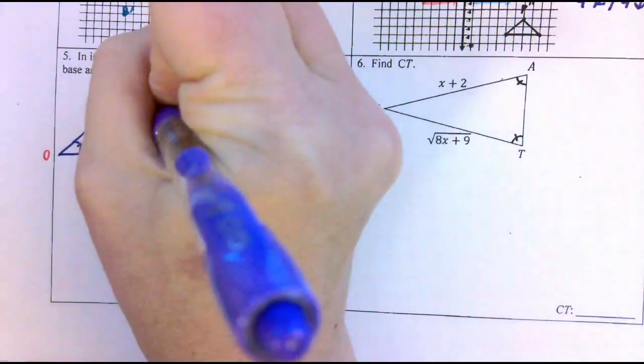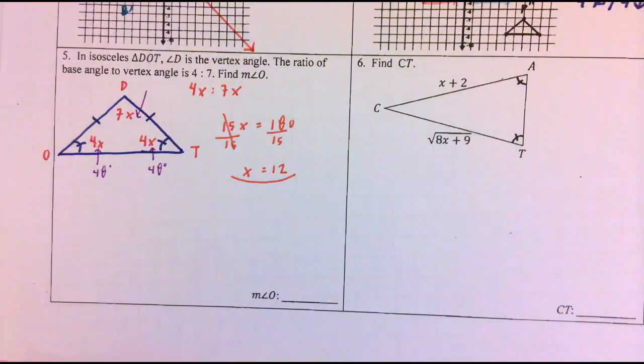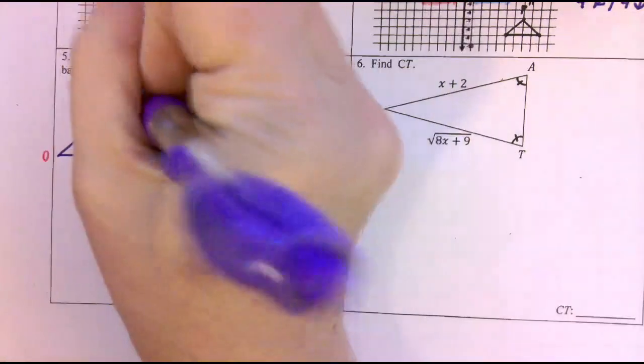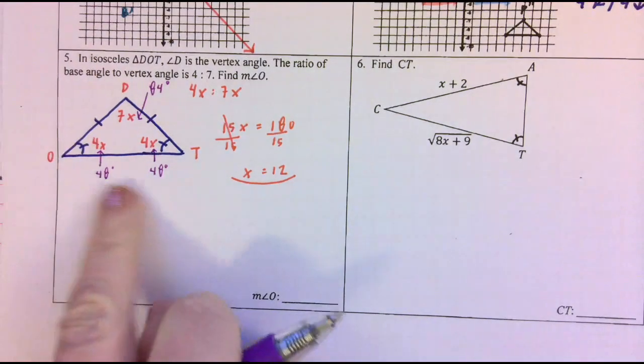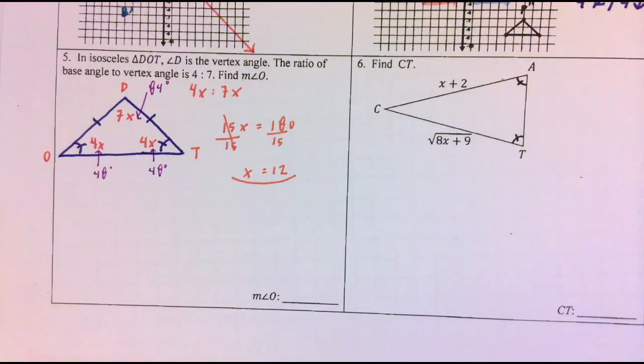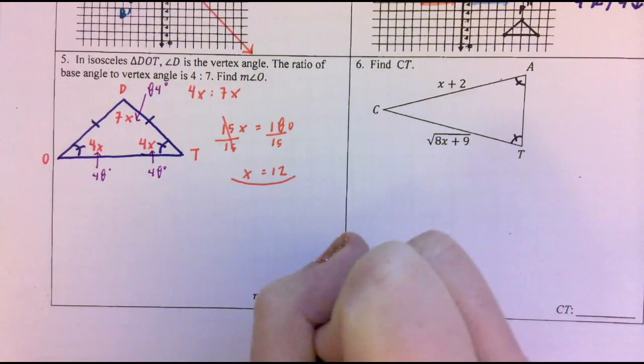And then 7 times 12 would get me, let's see, 84. Let me make sure that makes sense. Yes, so that's 96 plus 84, we're at 180. So that looks good. So which one do I want? I wanted one at the base angles. So right here, that would put me at 48.